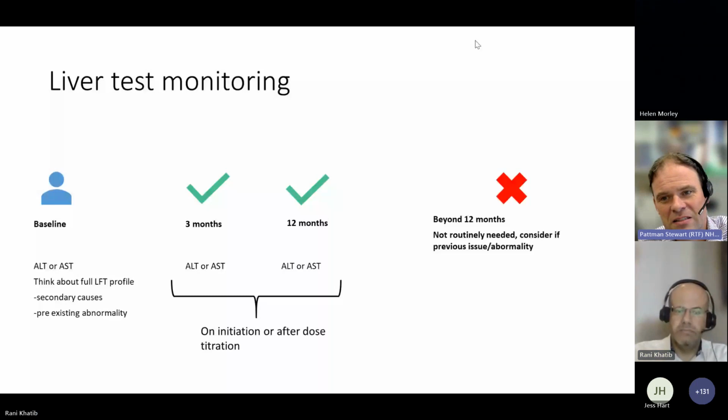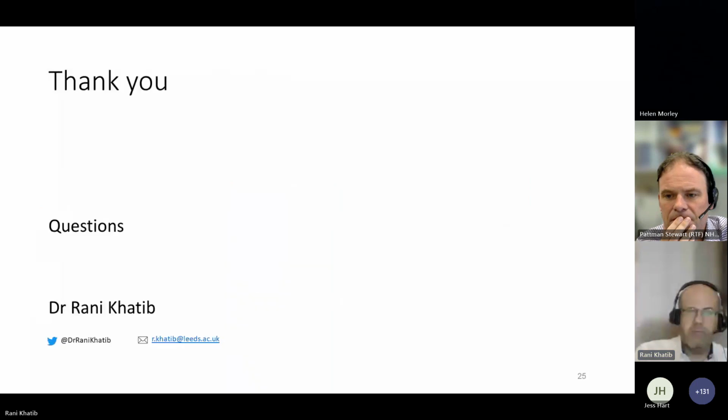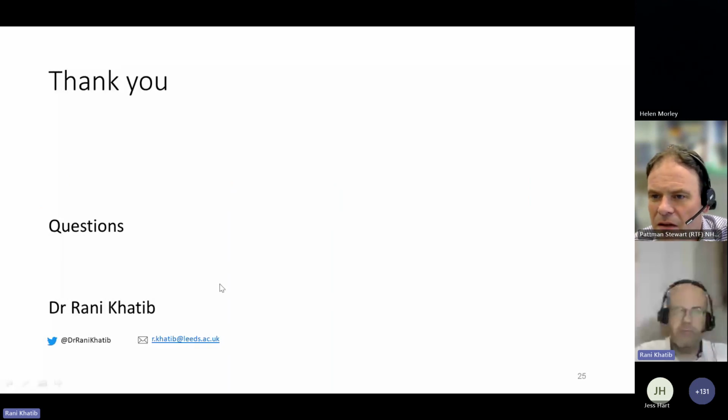So it just targets where we're most likely to get a disturbance after initiation or titrating, changing the dose of a statin. Okay. I think that probably brings us to the end of our talk. So that leaves us with just under 7 minutes for any questions that you might have.